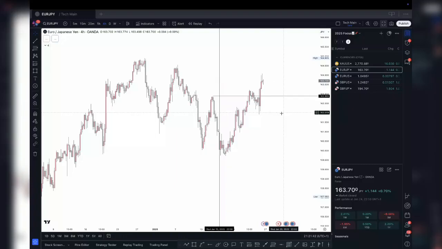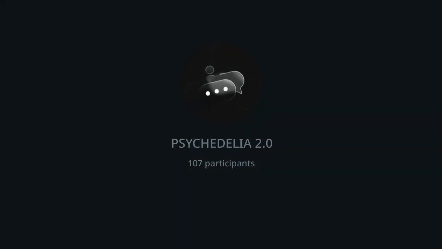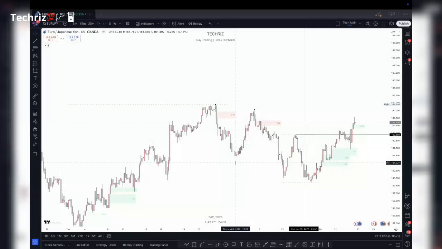Okay, EURJPY. I'm not really going on the chart today at all. I just want to use this particular pair to show something. This pair is looking bearish.